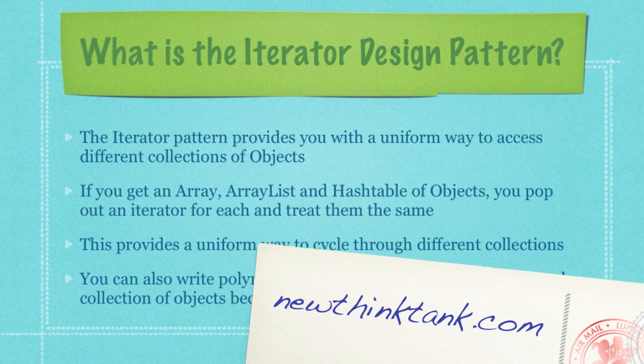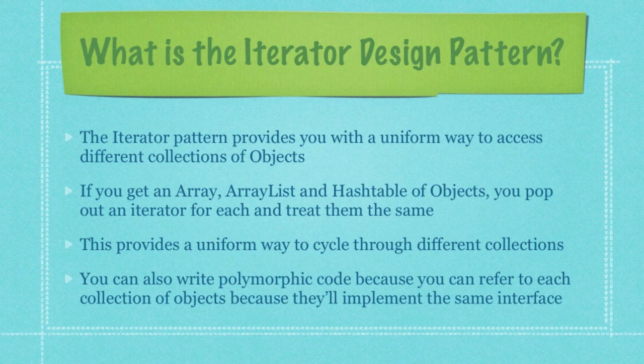So what exactly is the Iterator Design Pattern? Well, this pattern is going to provide you with a uniform way to access different types of collections of objects. So for example, if you get an array list and a hash table that are all full of the same type of objects, you could pop out an iterator for each and treat them the same. What this does for you is provide a uniform way to cycle through all of these different types of collections.